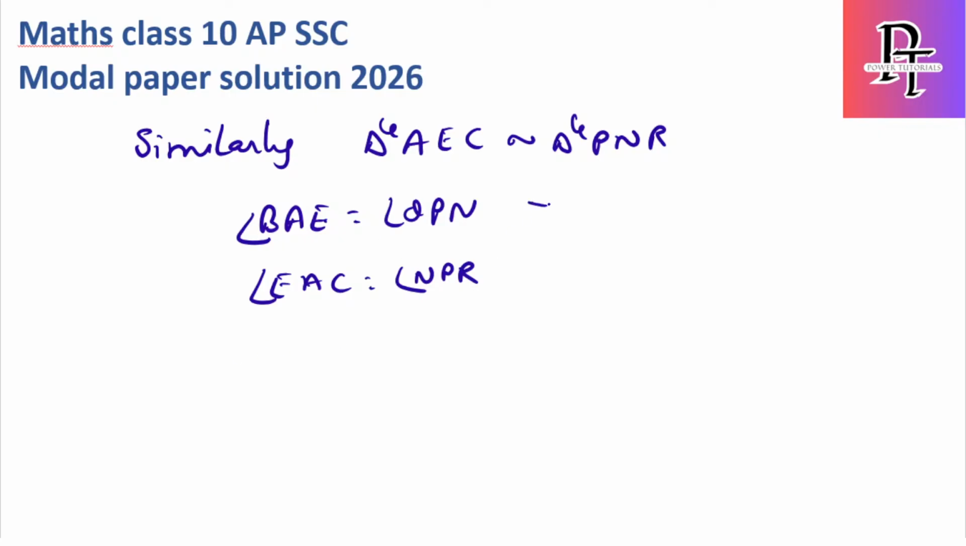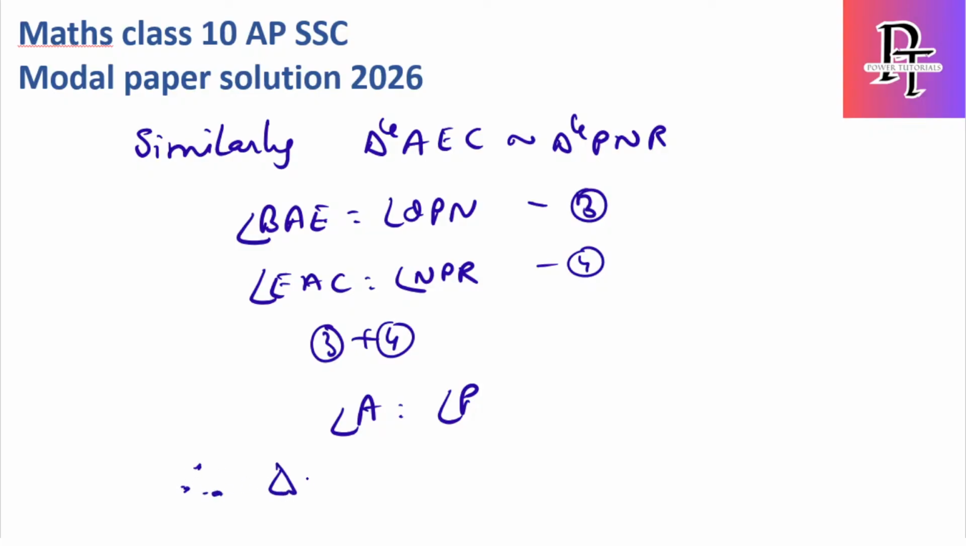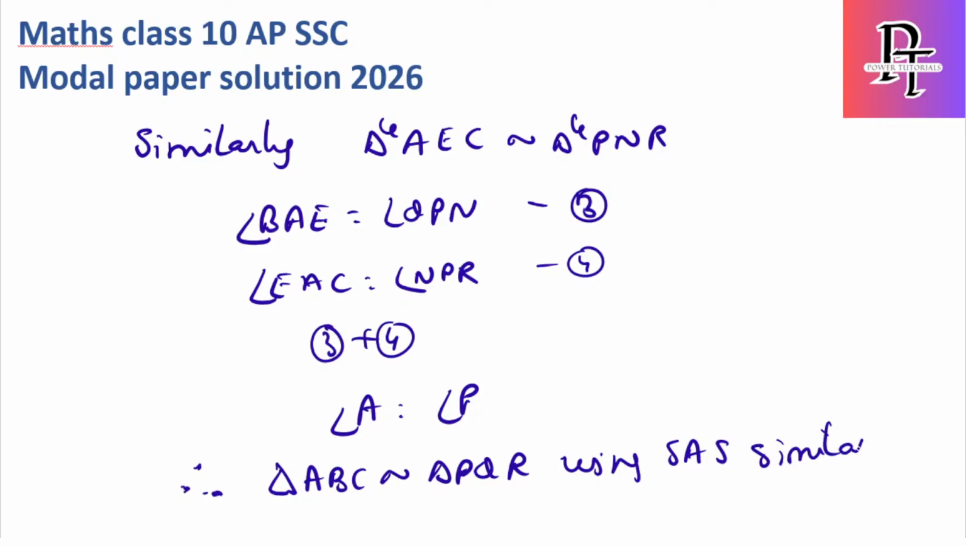So if I say this is 3 and this is 4, if I add 3 plus 4, I'll get BAE plus EAC, which is nothing but angle A, and QPN plus NPR is nothing but angle P. Hence, triangle ABC is similar to triangle PQR using SAS similarity, because angle A is equal to angle P, and we already have AB by PQ is equal to AC by PR.